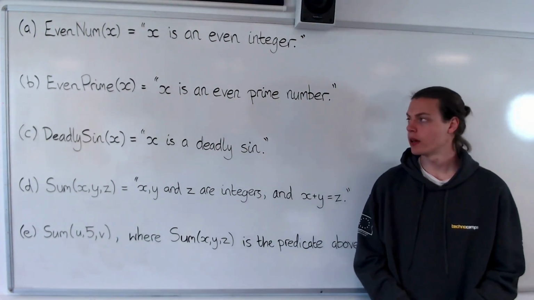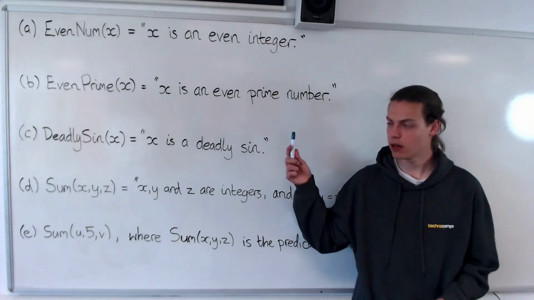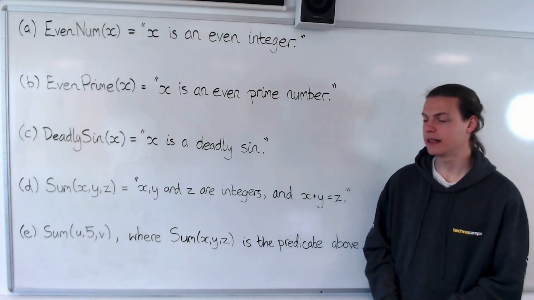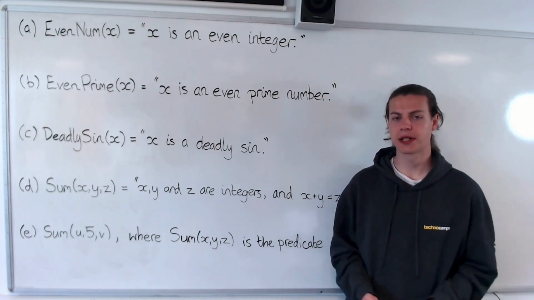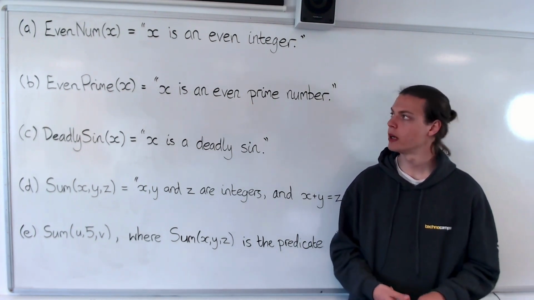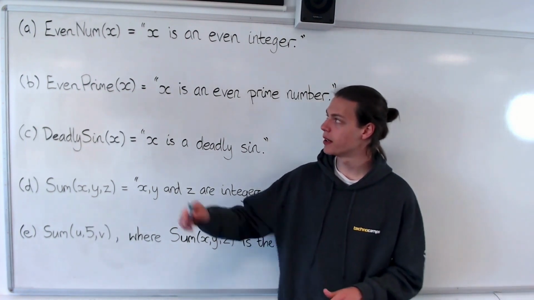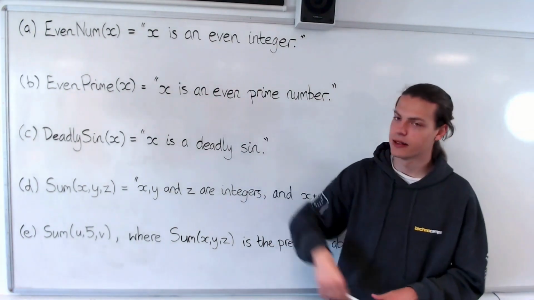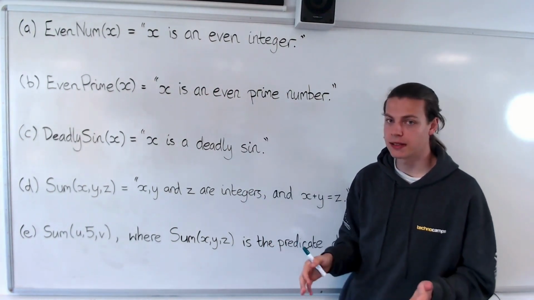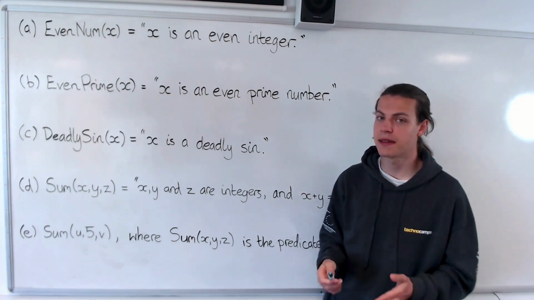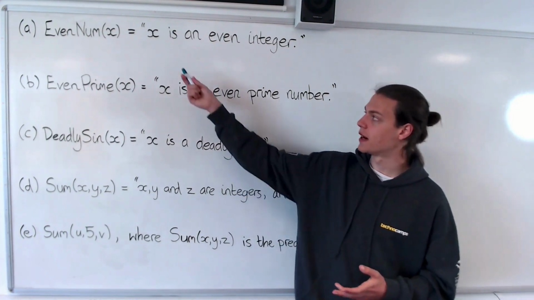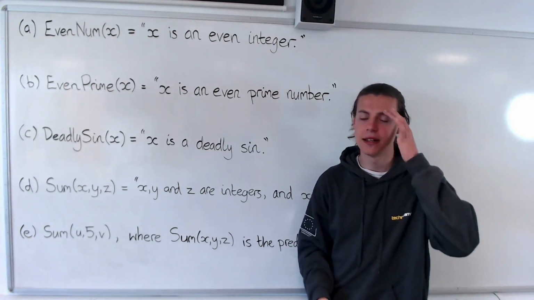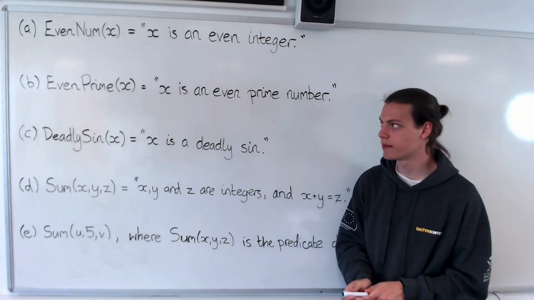In this exercise, we are asked to write out the truth sets of these 5 predicates. Now, the truth set of a predicate is just the set of all things for which that predicate is true. So let's look at our first predicate, even num x, which stands for x is an even integer. So the truth set just consists of anything x that satisfies this statement, x is an even integer. So the truth set is just the set of even integers.